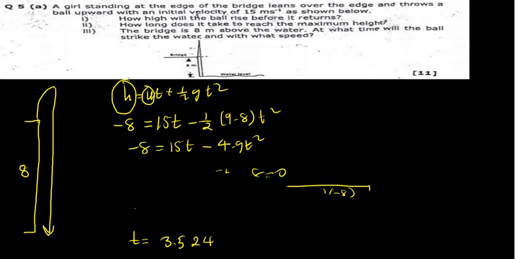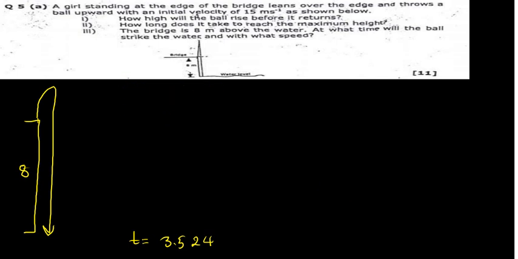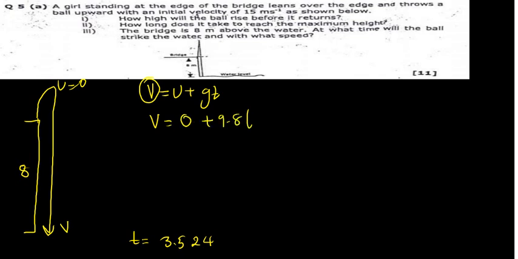But the question is saying, at what time will the ball strike the water and with what speed? So we also want to find the speed with which the ball is going to hit the water, and say v is equal to u plus gt. We want a final velocity at this point. The initial velocity here we know is 0. So v is going to be initial velocity 0, g is positive 9.8, and t, the time taken for the ball to move from the maximum point to the very bottom, we calculated as 1.99.